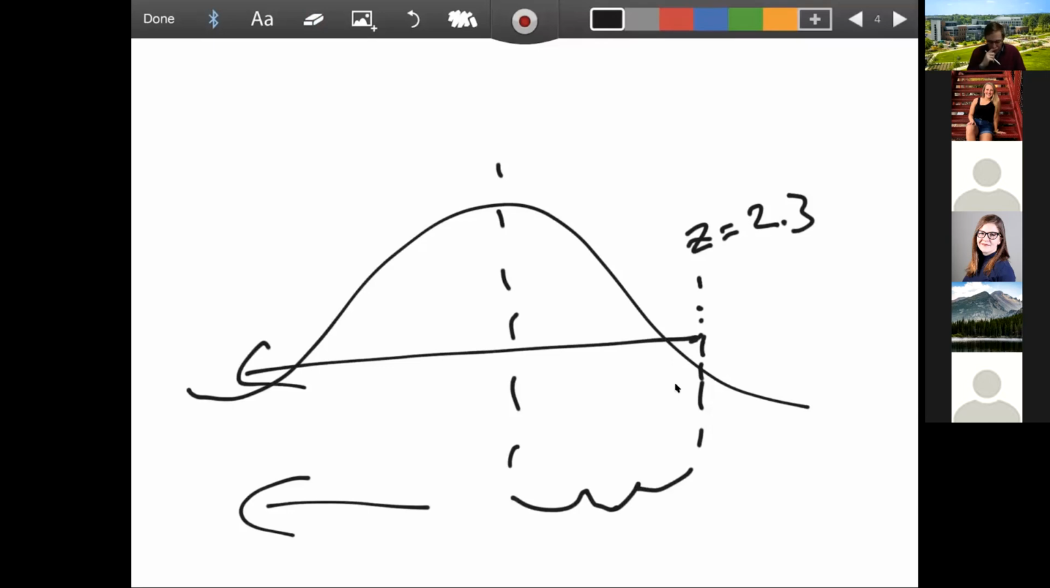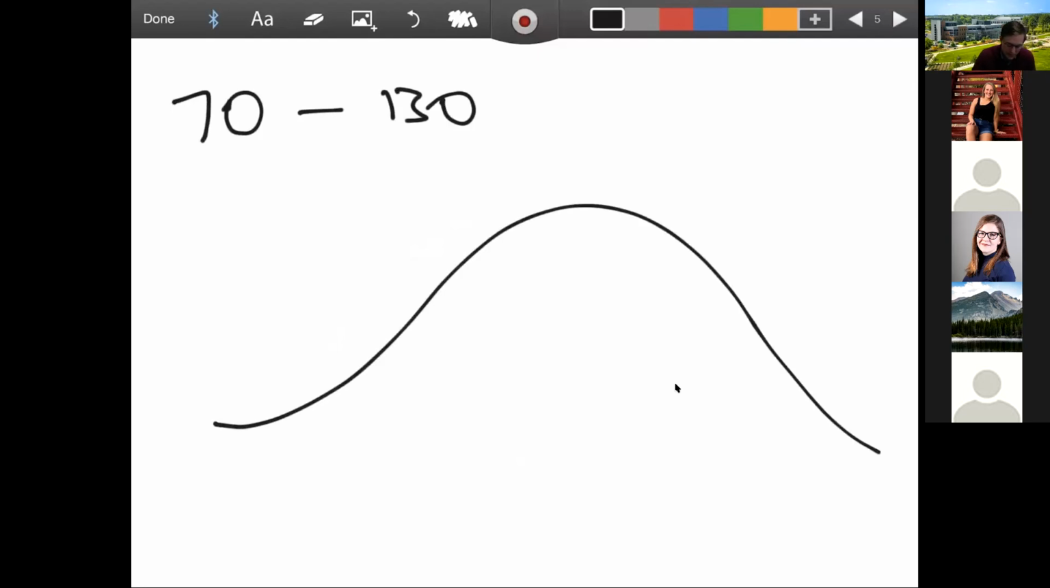But the example I just did of the IQ scores, what are the IQ scores that correspond to the middle 80%? If you flip that and said, what proportion of the population has an IQ between, let's say, 70 and 130, right? So now we would say, okay, we know 70 is going to be somewhere down here. We know that 130 is going to be somewhere up here.